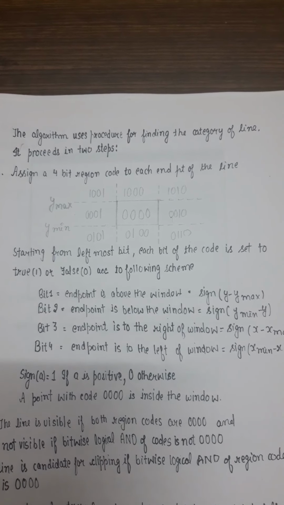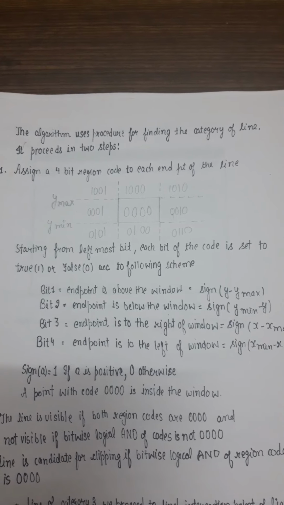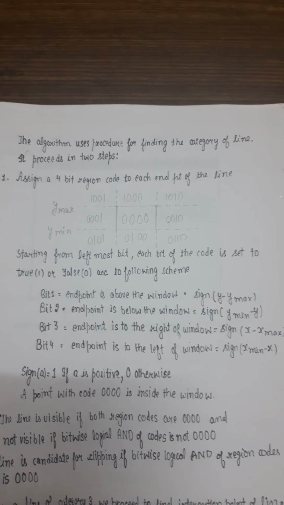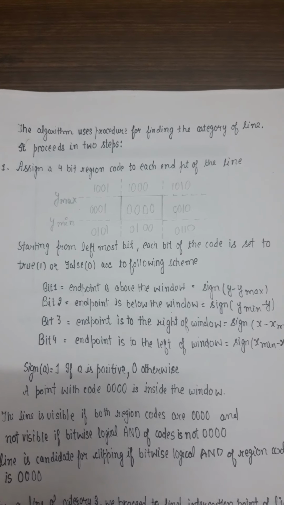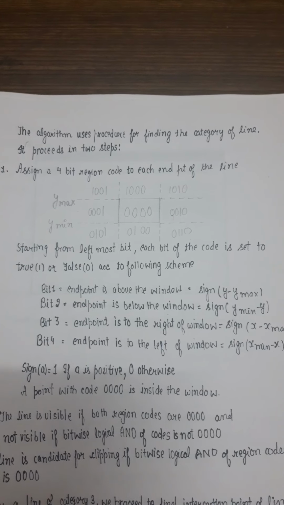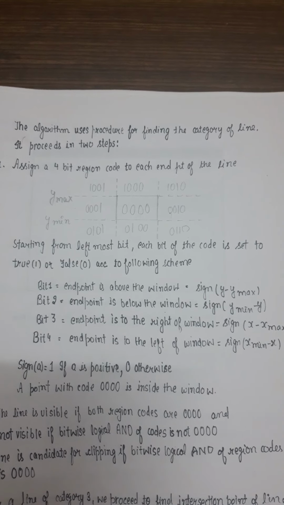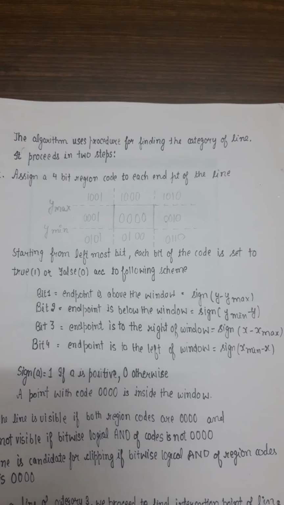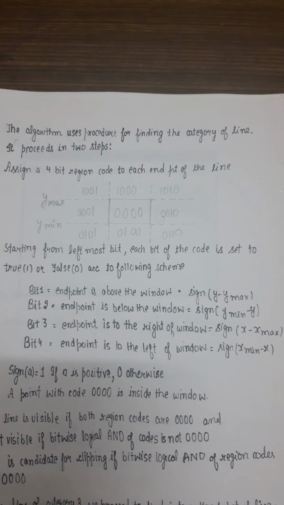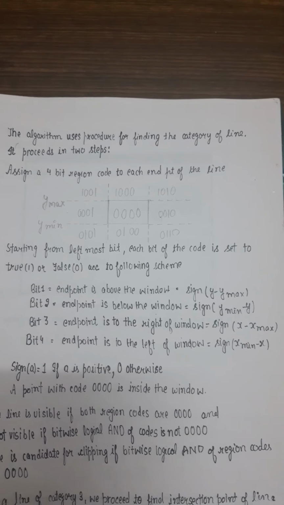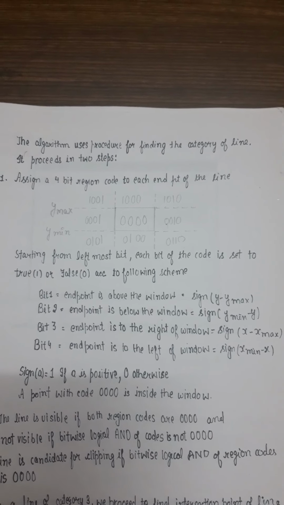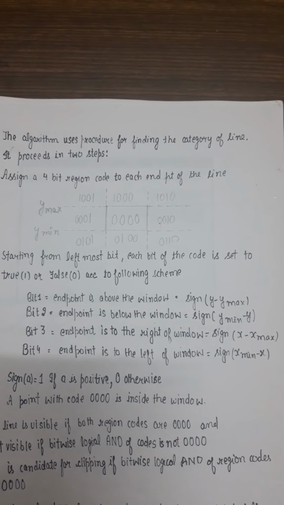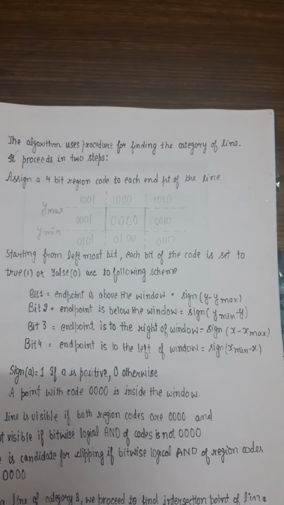How can we evaluate these 4-bit region codes? Starting from the leftmost bit, each bit of the code is set to true, meaning 1, or false, meaning 0, according to the following scheme. Bit 1: the endpoint is above the window. If the endpoint is above the window, its y value will be more than the y max value, so we calculate the sign of y minus y max. Bit 2: the endpoint is below the window. It means y min will be greater than y, so we calculate y min minus y. Bit 3: the endpoint is to the right of the window.